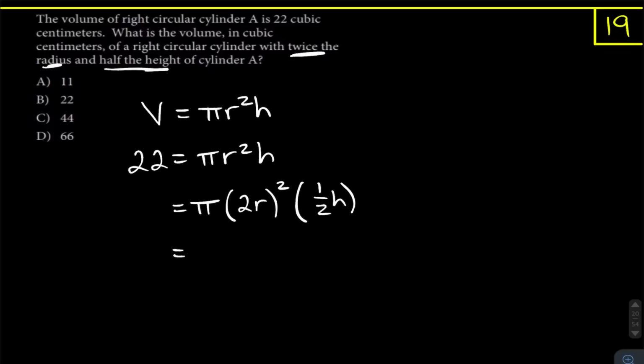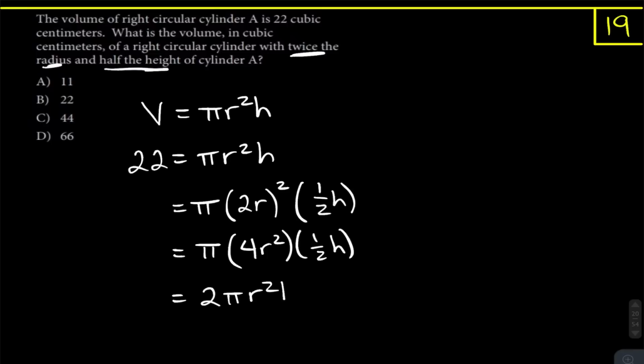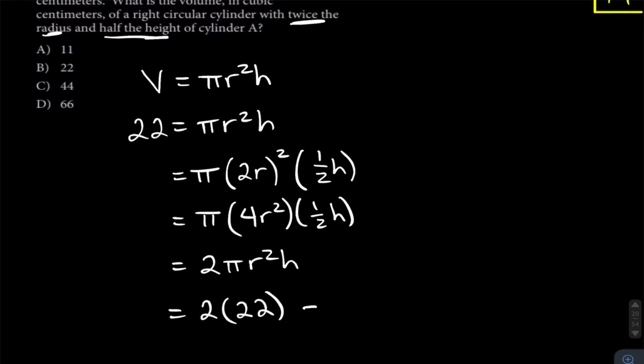So going through here, we're going to get a pi times, looks like a 4r squared times 1/2 h. And then just simplifying this, it's going to be 2 pi r squared h, right? And we know that pi r squared h is 22. That's what this says. That was our original volume. So our final volume, well, that's going to be 44.